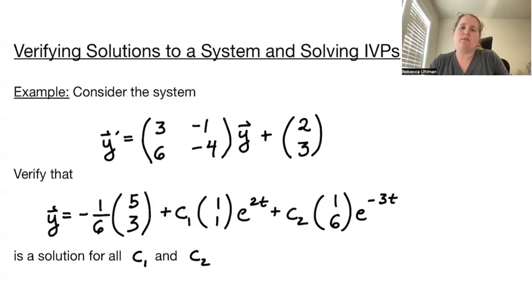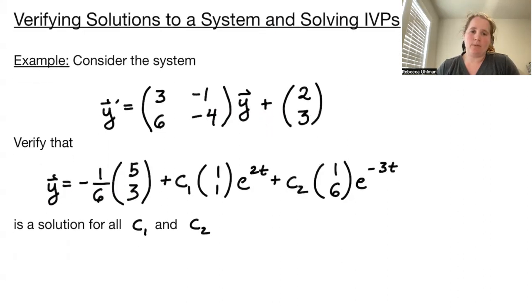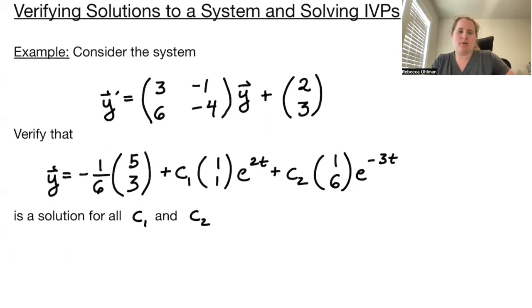Welcome to verifying solutions to a system and solving IVPs. So let's consider the system y prime is equal to the matrix with first row 3, -1 and second row 6, -4, times y, plus the vector 2, 3.